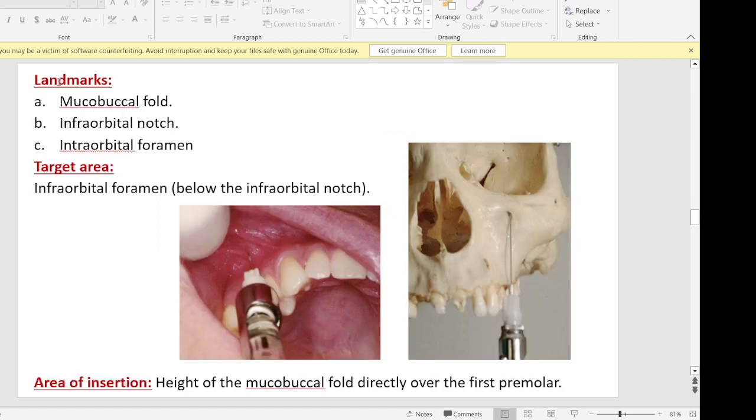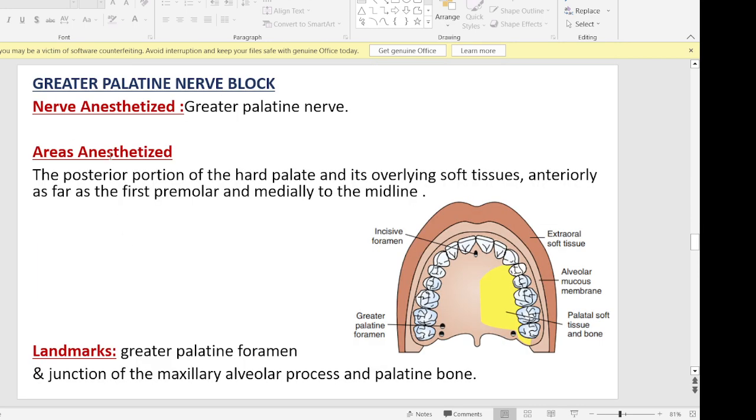Landmarks are the mucobuccal fold, infraorbital notch, and infraorbital foramen. The target area of the infraorbital block is the infraorbital foramen, which lies below the infraorbital notch. Area of insertion is the height of the mucobuccal fold directly over the first premolar region. Then greater palatine nerve block. In this, the greater palatine nerve gets anesthetized.